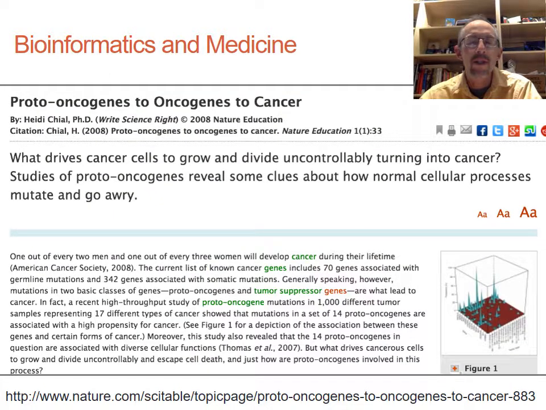From that same collection of lessons from Nature, this is a good one, again relating bioinformatics and genomics to cancer and understanding what we mean by oncogenes and proto-oncogenes, meaning genes which can become oncogenes and thereby cancer initiators.